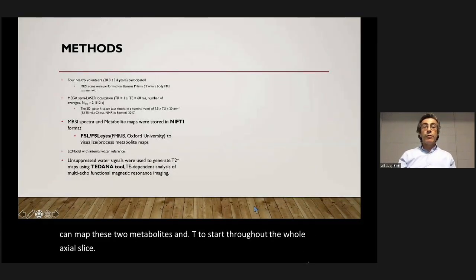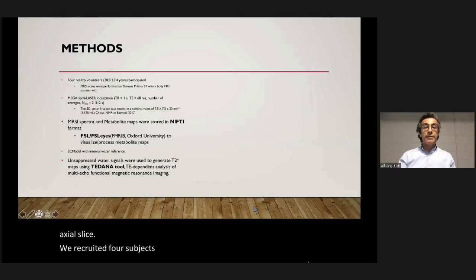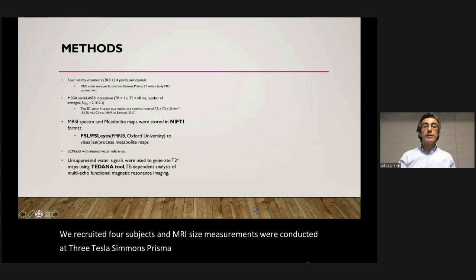We recruited 4 subjects, and MRI measurements were conducted at a 3 Tesla Siemens Prisma scanner. And MEGA-sLASER with an echo time of 68 milliseconds was used for GABA and glutamate detection.